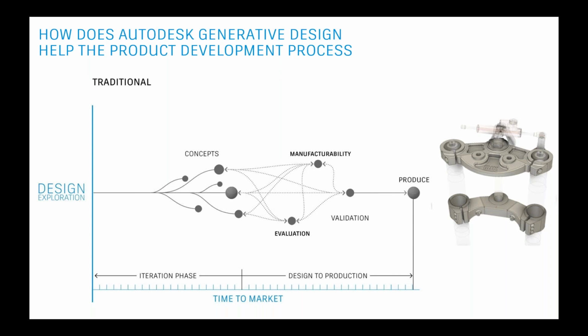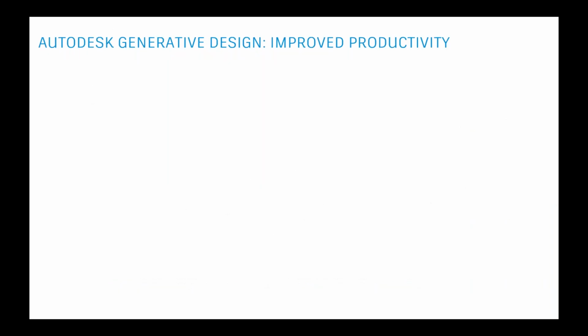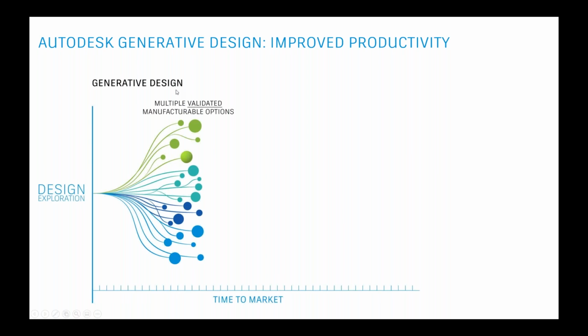So let's contrast that with generative design and why we say it has improved productivity. Well, with generative design, the outcome of using the program is multiple validated manufacturable options. And the reason we are making that statement is because of what goes into generative design. Paulo a little bit later on is going to go through the walkthrough of the software, and what you'll see there are the inputs to it.